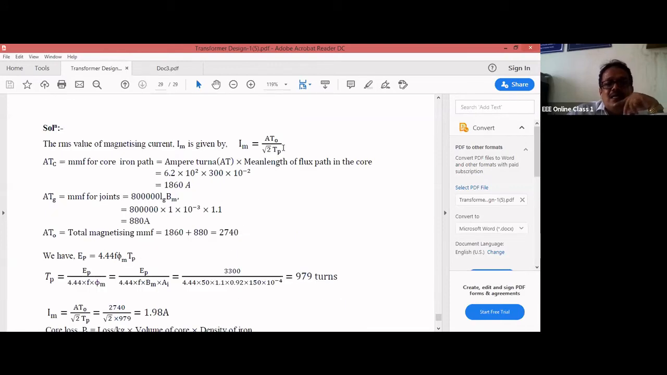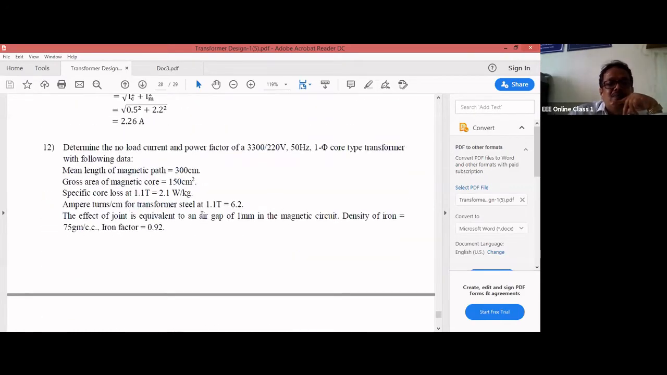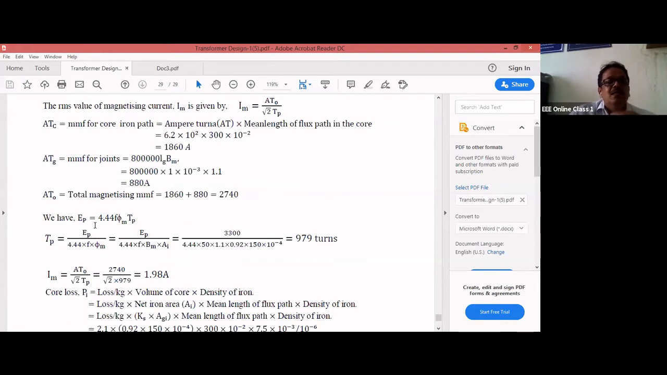So what is the formula here? 80 knot, I got it. Once again, we still have to calculate the primary turns. In the problem, no data is given regarding the primary turns, so you have to calculate them. From the EMF equation, EP is equal to 4.44 F TP, so TP is equal to EP divided by... EP represents the primary voltage. This is the primary turns.